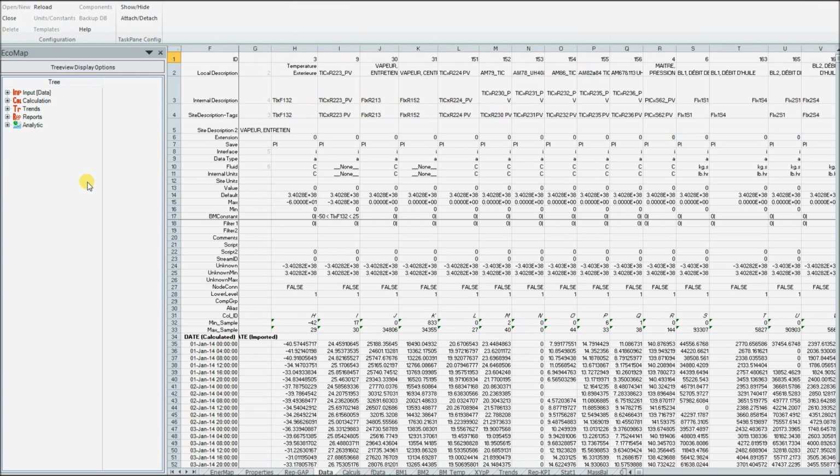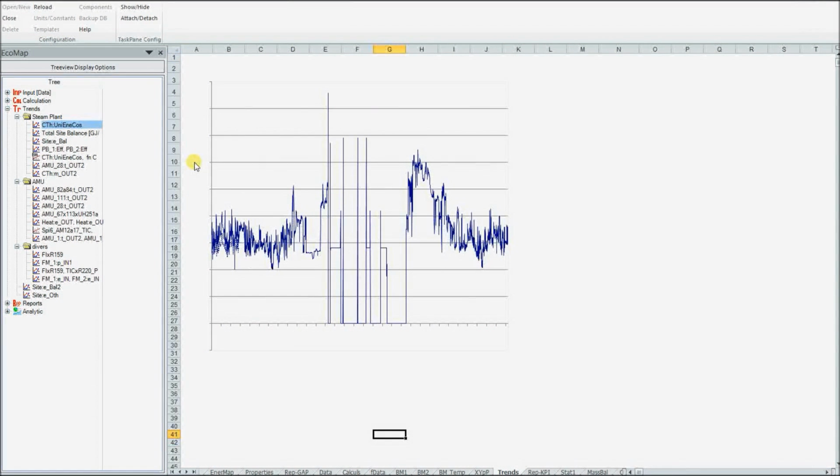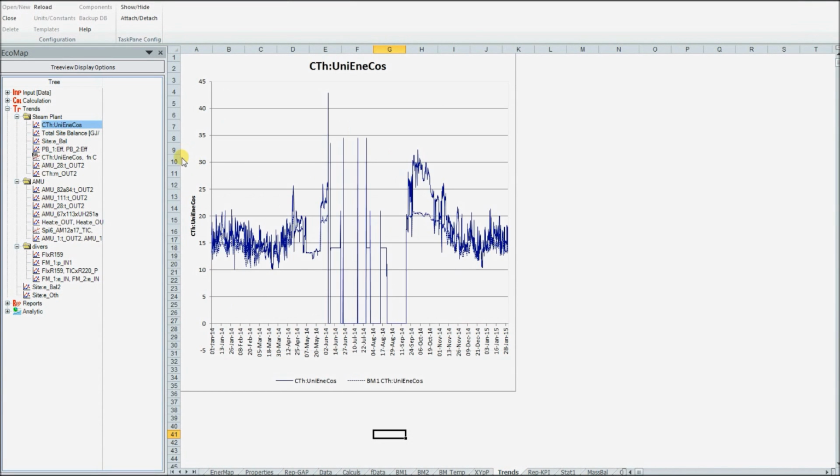Now we're going to have a look at what is the average energy cost to produce steam. In the trend section, we created a trend for the unitary energy cost using benchmark. This graph is a trend of the unitary energy cost over the last year. It shows how much was paid per gigajoule of energy.